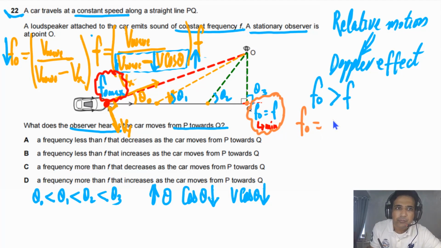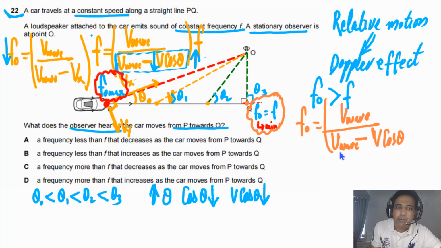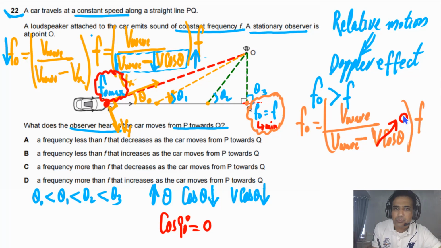We can rewrite this formula. We can say f naught is equal to the speed of the wave, meaning the speed of sound in the medium, divided by the speed of the wave minus the component of the speed of the source that causes relative motion, that is V cosine of theta, multiplied by the frequency of sound produced by the source. Now you can see this angle is 90. What is cosine of 90 degrees? Cosine of 90 is equal to 0. So this term is equal to 0.